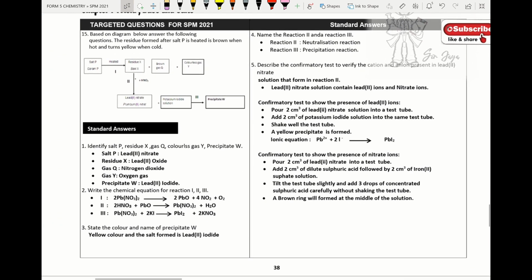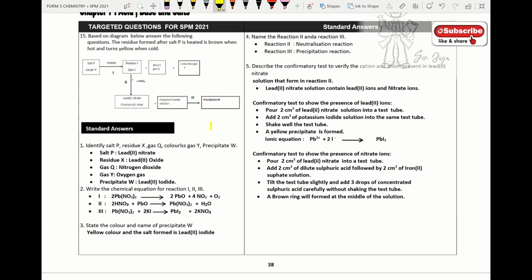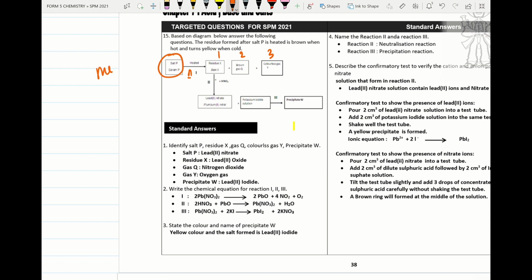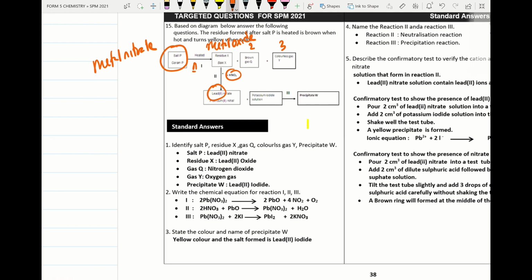Alright, we move on to the next essay question. Try to do this essay question together. So here we see 1, 2, 3 products. When this substance is heated, we get 3 products. That means this salt is known as a metal nitrate salt. And this residue X will be metal oxide, which reacts with nitric acid. The metal present is lead, so here we have lead(II) oxide. So the residue is lead(II) oxide, and the salt P is lead(II) nitrate.